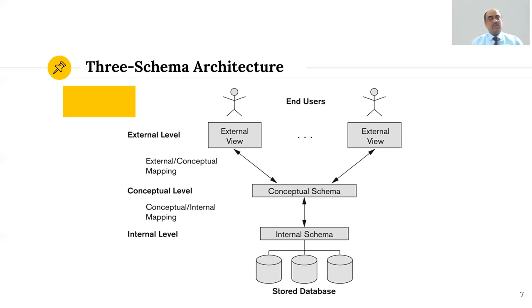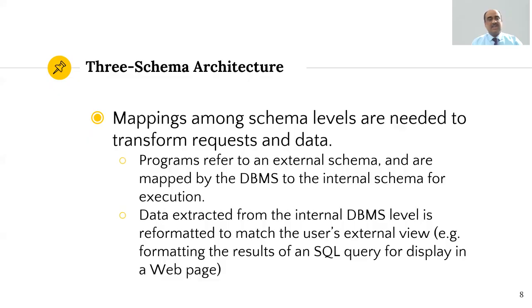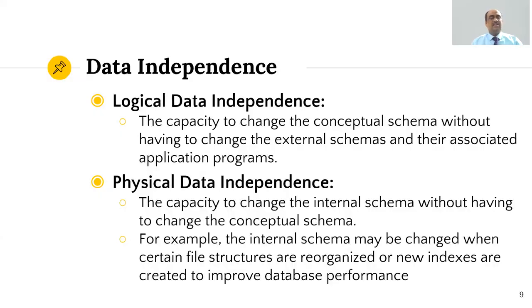Now, it is not only the three schema architecture you should know, but also the important concept behind it, which is data independence. One of the properties of a database is what we call data independence. So the data is not dependent on a program. It is independent of the programs. Any application can use the data without being restricted to a particular application program.